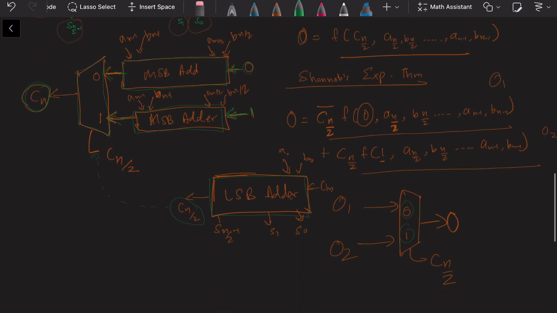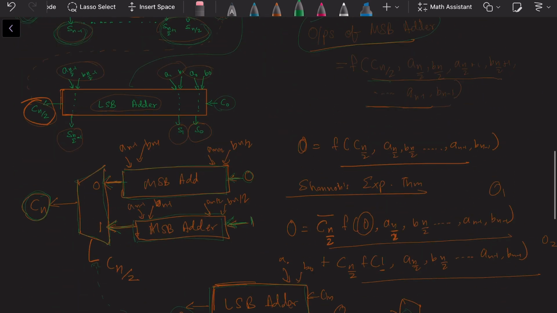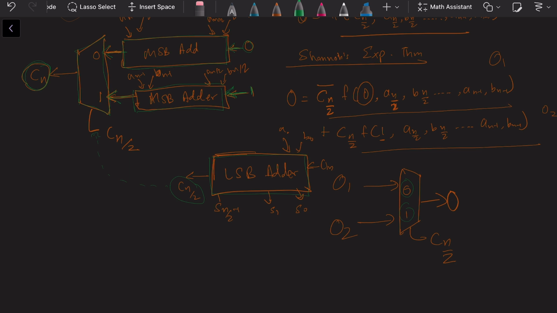The same multiplexing logic will also apply on the sum outputs of the MSB adder, and I'll show that in a little bit. I'll not draw a very elaborate diagram, but I'll try to show it very quickly. You have these two MSB adders: MSB 0, which is getting a 0 as carry input, and MSB 1, which is getting a 1 as carry input. MSB 0 is essentially this, MSB 1 is essentially this.